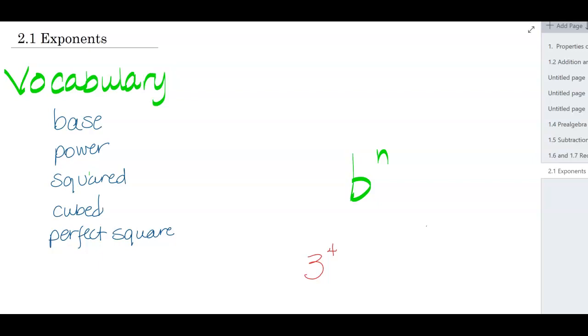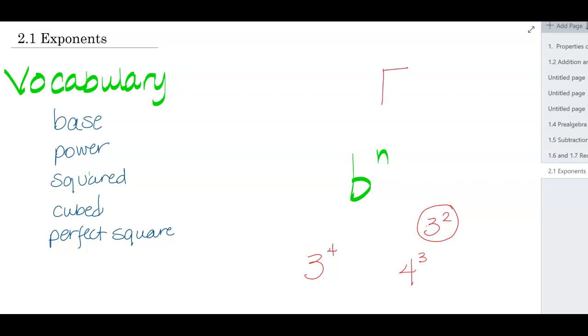By the way, when you have something to the second power, a lot of times instead of saying second power, people will call that squared, 3 squared. And also, if I had something to the 3rd power, we call that cubed. And the reason why we call that square has to do with geometry.